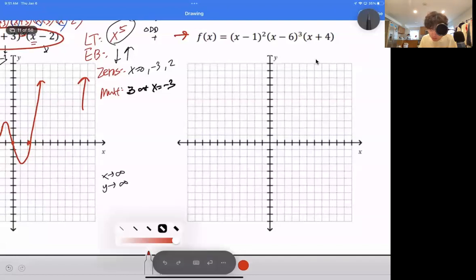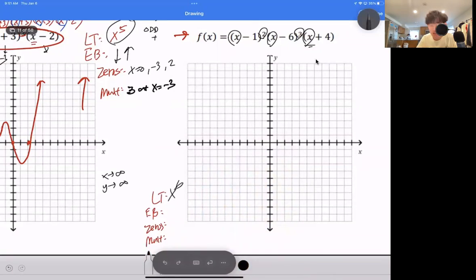Okay. All right. So I'm assuming that you guys have finished this, so I'm going to just write down LT, EB, zeros, and multiplicity. All right. So let's just talk about what these things should be. If you count the x's, that should be squared, and that should be cubed, and there's one more x in there. So that's x to the power of 6. It's an even powered function.